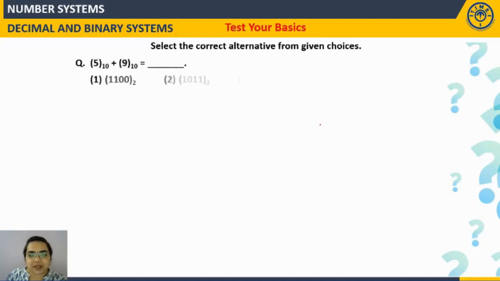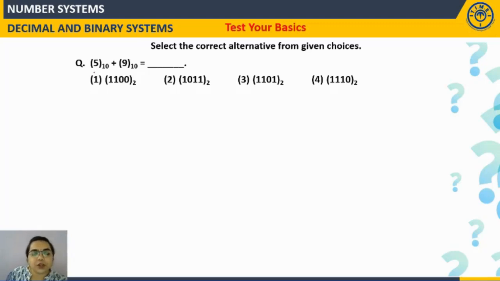5 to the base 10 plus 9 to the base 10 equal to dash. Okay. Now here you can see there is an addition of decimal numbers. Yes or no? Addition of decimal numbers, but the answer is in the form of binary numbers. Okay. So how are we going to perform this? What should we be doing? We'll add the decimal numbers. You will get a decimal equivalent of the sum. That decimal equivalent needs to be converted into binary.